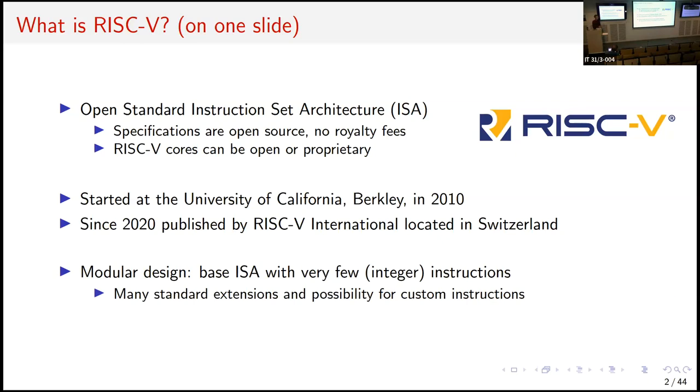There is a base instruction set architecture with very few integer instructions. And then there are many standard extensions that you can put on top of this to implement floating point support, later on vector support, or everything else that you want. But the base ISA is very, very small. The modular design also means that in principle you can have normal application processors, but you can also explicitly target embedded systems or very specialized systems just by selecting which instructions are important for the application domain that you want to run on it.